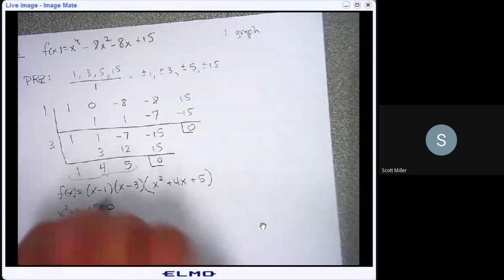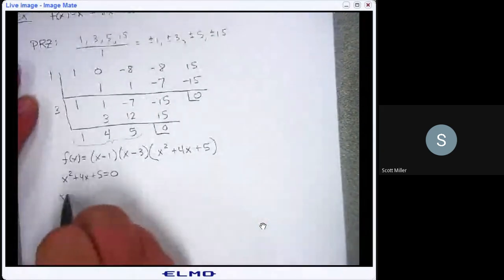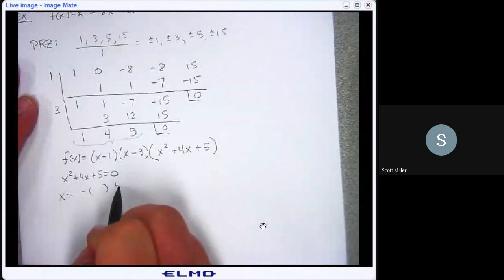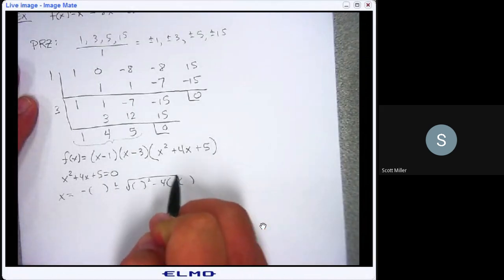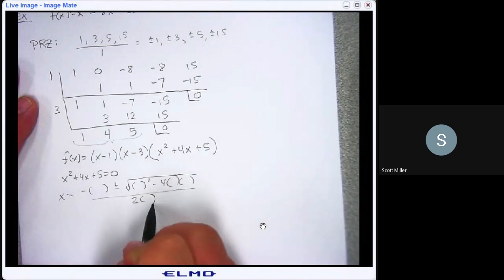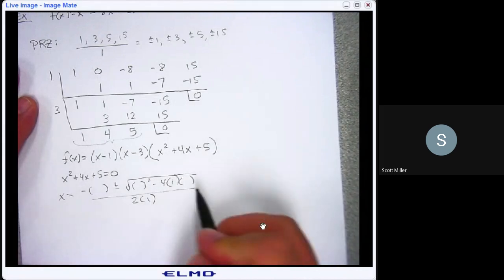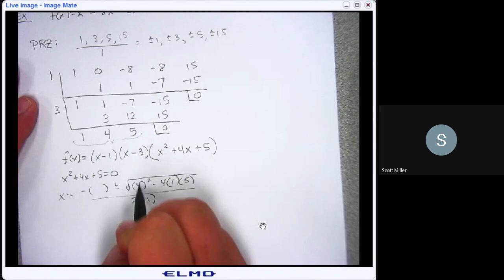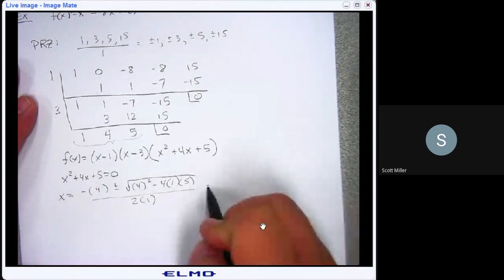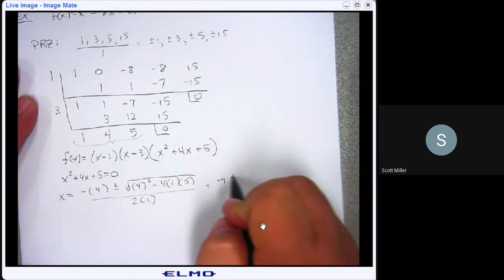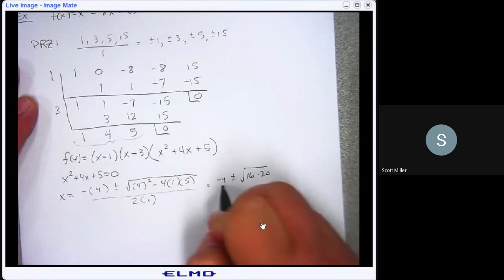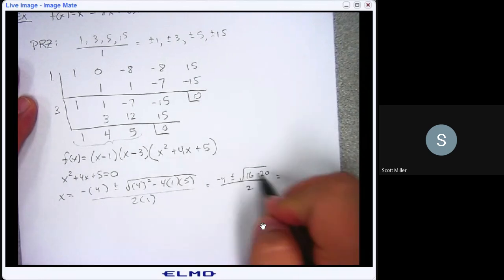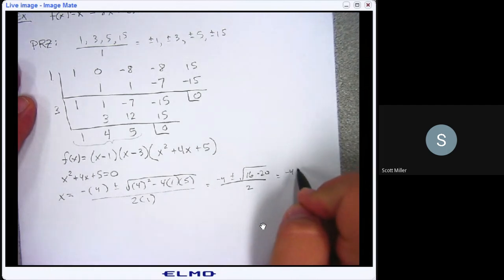Let's continue. So, quadratic formula: x equals negative b plus or minus the square root of b squared minus 4ac, all over 2a. a is 1, c is 5, b is 4. Working this out, negative 4. And then this is 16 minus 20. So you can see that I'm going to get a negative 4 in here. The square root of a negative 4.